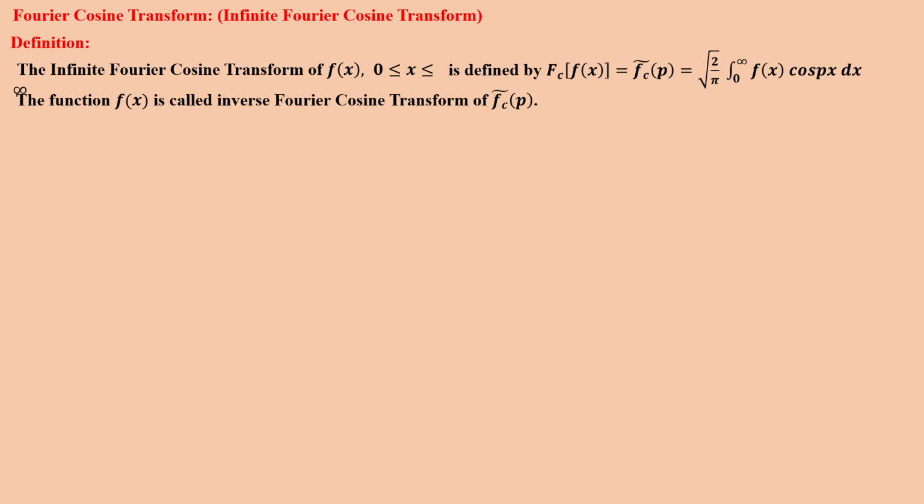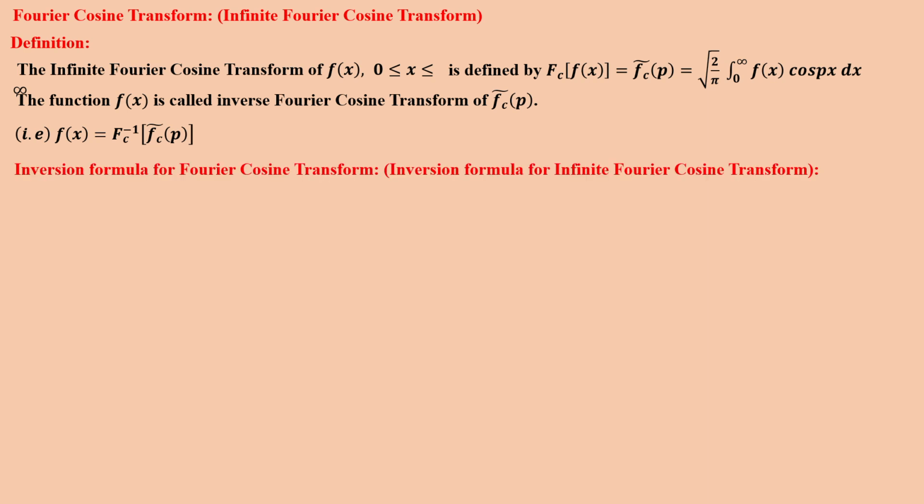This is the same as the Fourier sine transform. Instead of sin px, we have cos px in the integral. So f(x) is equal to F_c inverse of F_c bar of p. So we'll see the inversion formula.